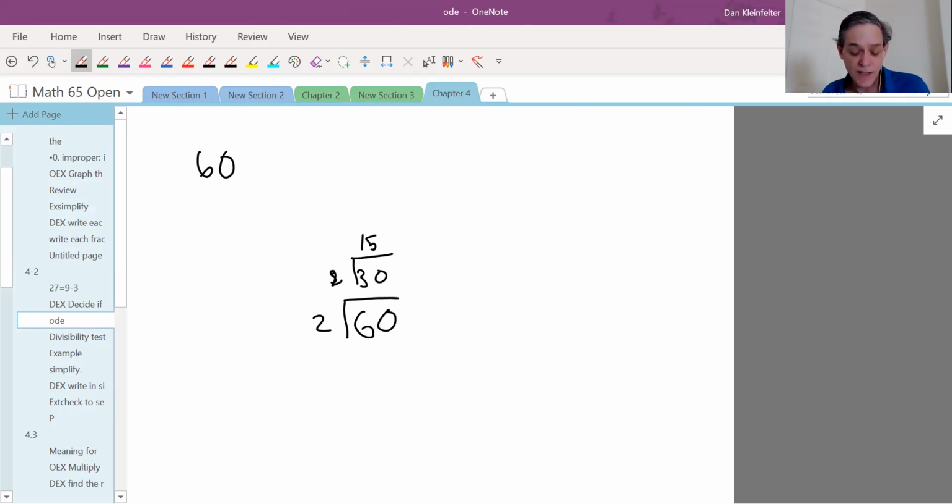2 doesn't divide into 15. The next prime number is 3. 3 goes into 15 5 times, and 5 is prime. So looking around the outside, our prime factorization is 2 times 2 times 3 times 5. All right.